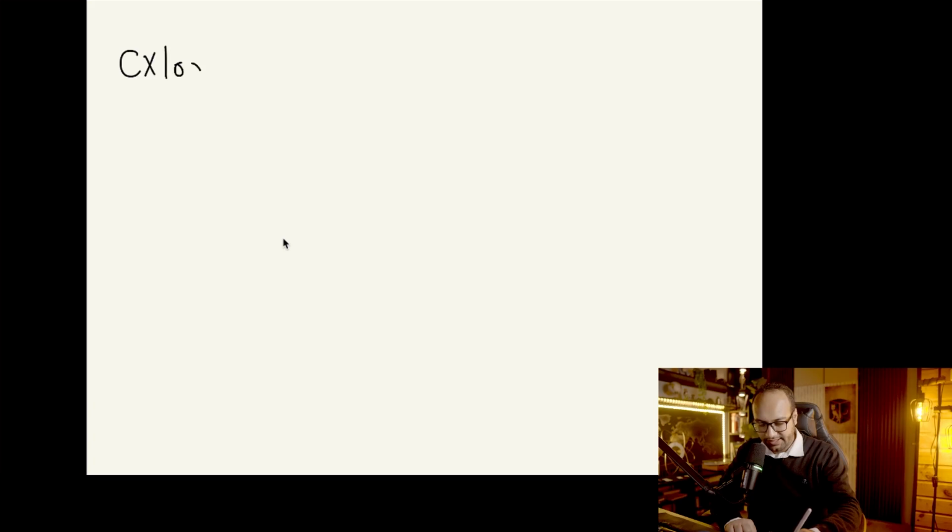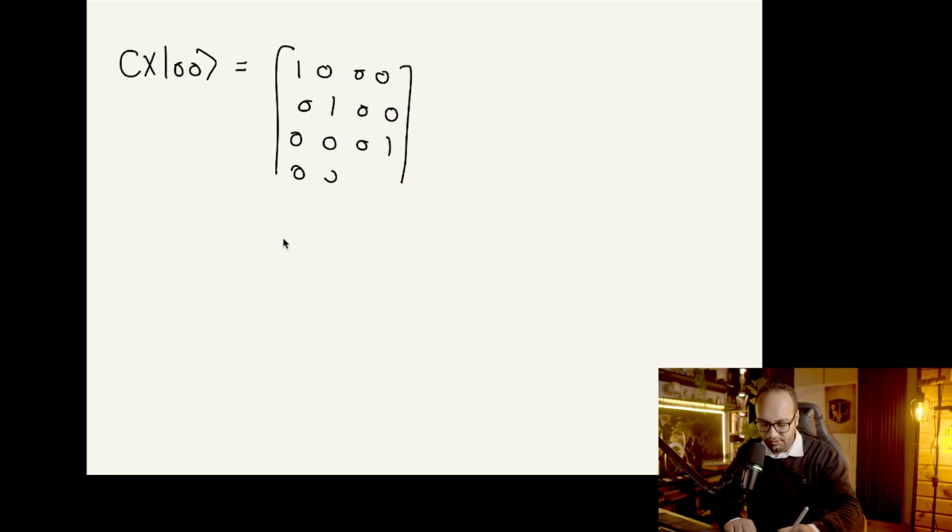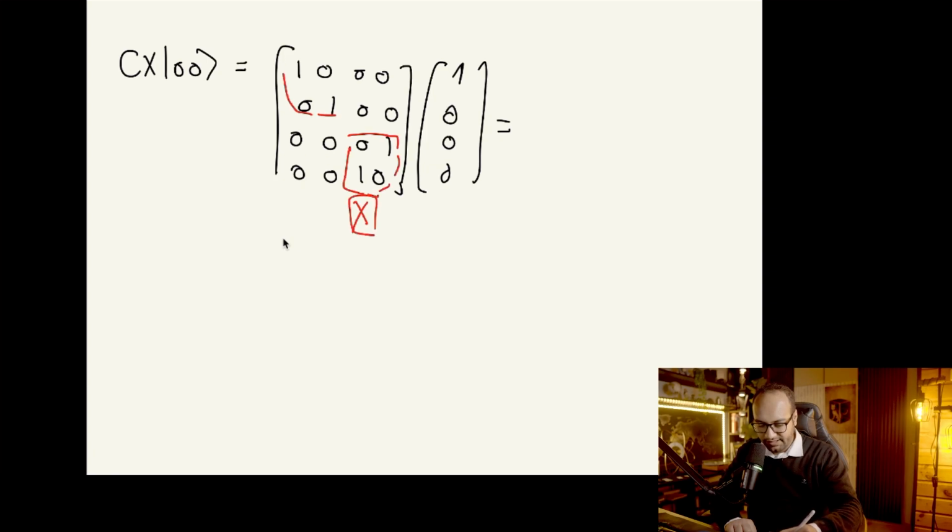So if we have it acting on ket 0, 0, then it means that we have the following matrix acting: 1, 0, 0, 0, 0, 1, 0, 0, and then 0, 0, 0, 1, then 0, 0, 1, 0. This will act on ket 0, 0, and as we have seen, that's a column vector that starts with 1 and the rest are zeros. And here we see the representation of the X gate, and here the representation of the identity in this 4x4 matrix, because it's a two-qubit state.